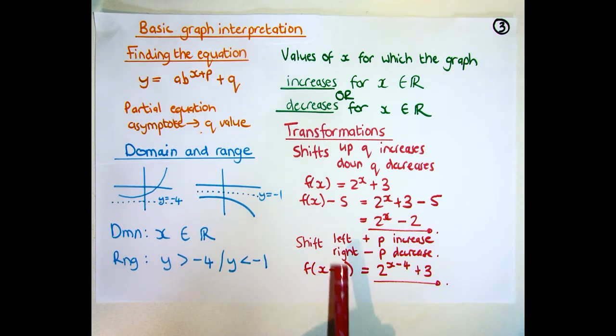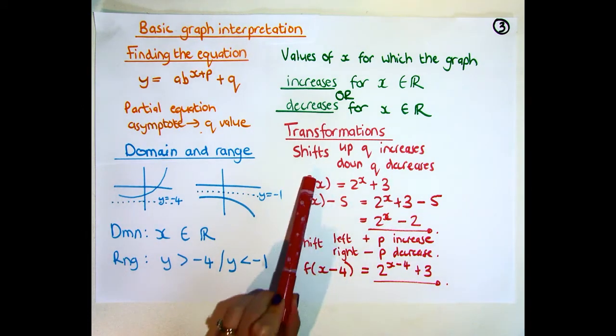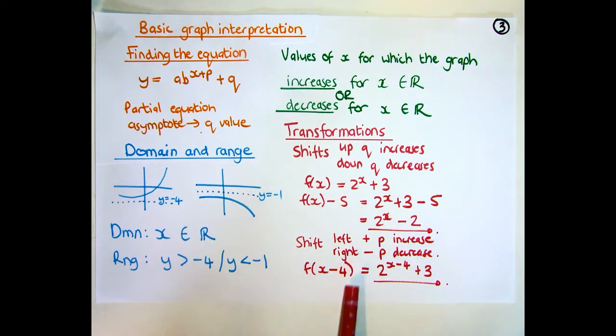When we're shifting left or right, we're going to change the p-value. Remember that when we shift left, counterintuitively, the p-value now increases and will decrease if we shift to the right. That shift in the functional notation is going to happen inside the brackets because you're changing the x value, not the y value. The new equation would look like that.